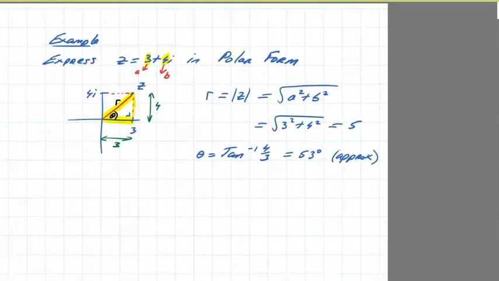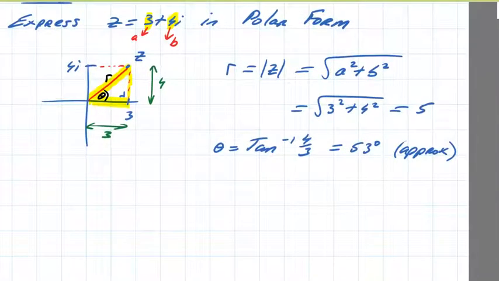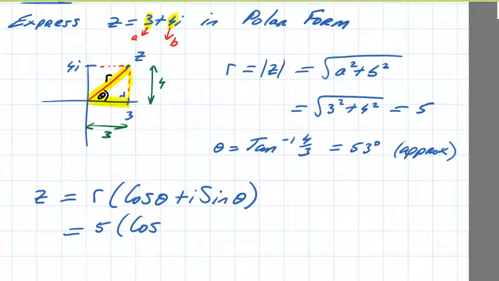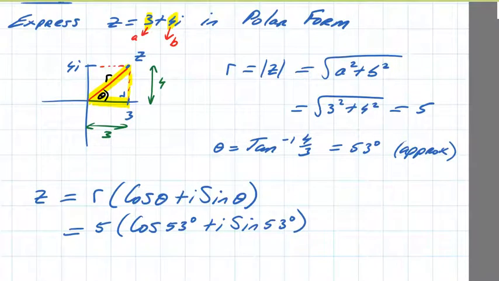And now the last step is just to fill in r and theta to our formula. So our formula is, of course, the polar form. We have it now from the last page: r times cos theta plus i sine theta, which is r is 5 times the cos of 53 degrees plus i sine 53 degrees. And that's your answer written in polar form. We have filled in r from here, and we have filled in theta from here.